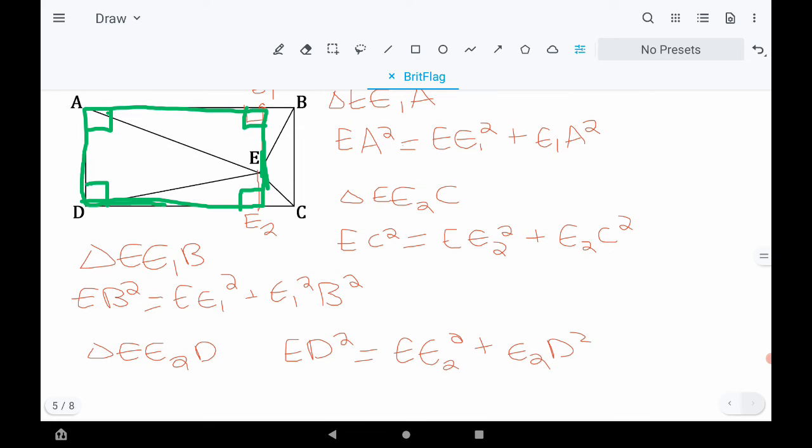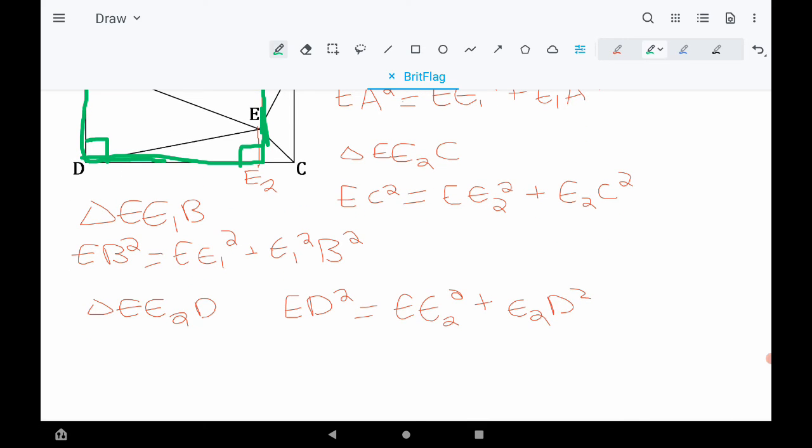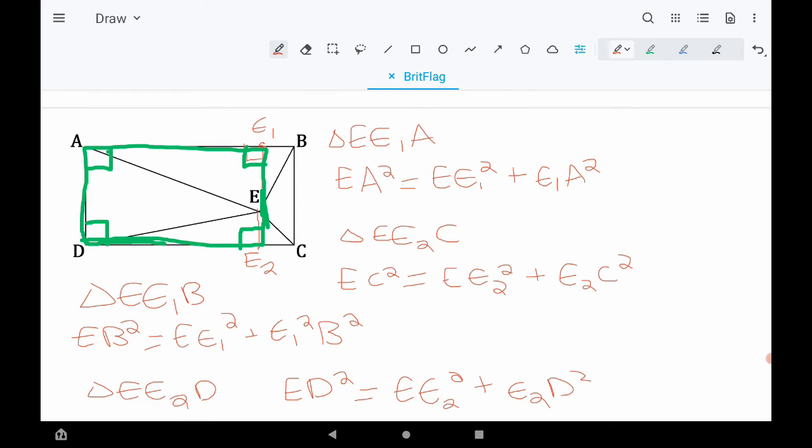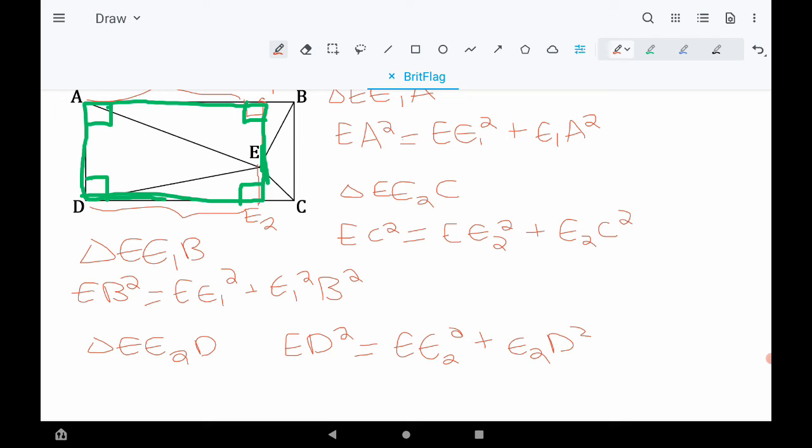Well, one property of a rectangle is opposite sides have the same length. So what opposite sides do we have here? In particular, let's consider AE1, this one, and the opposite side E2D. If we consider those, well, they're equal, right? So we can just write E1A is equal to E2D. That's it. They're equal. Okay, what else can we do?